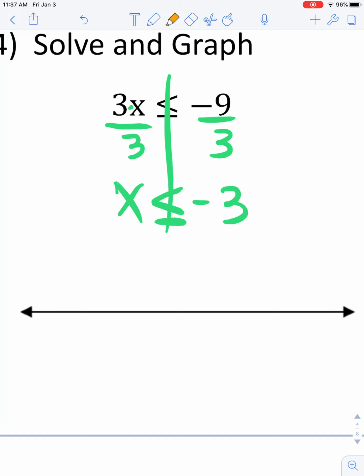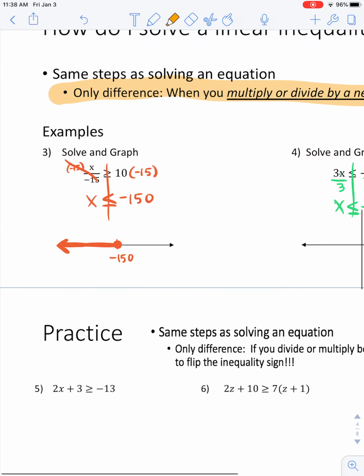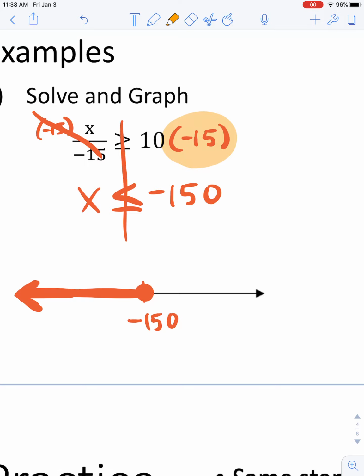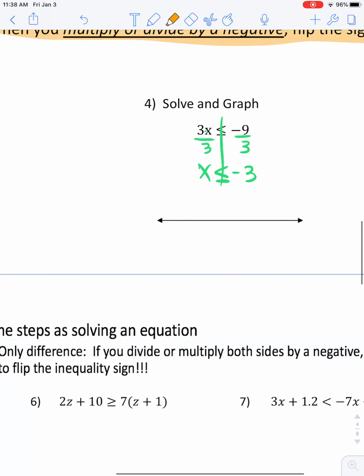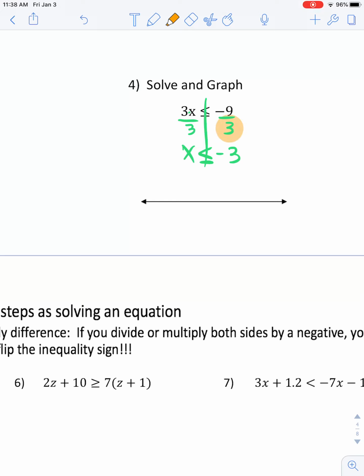And the reason is I didn't divide by a negative. 3 is not negative. So I can divide by a positive and leave the sign the same. Yes, I know this negative 9 is negative, but that's not what we were dividing by. In this problem, the thing we were multiplying by was negative. That's why we had to flip the sign. In this problem, the thing we're dividing by is positive, so we don't have to flip the sign. Gives us an answer of x is less than or equal to negative 3. So I go to negative 3, closed dot, shade to the left. We had a lot of shade to the left so far in this lesson. And that's our answer.